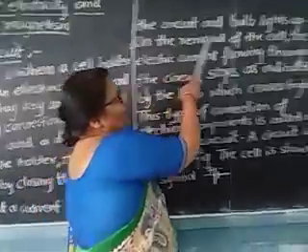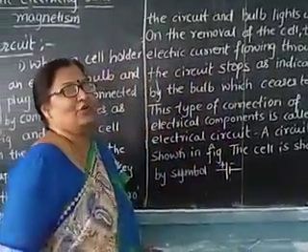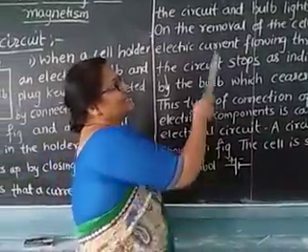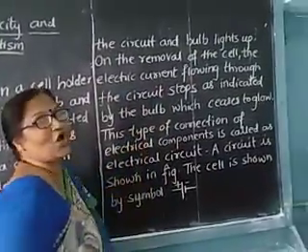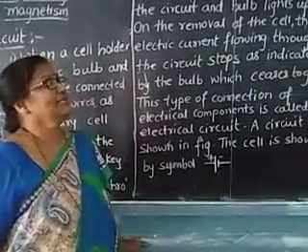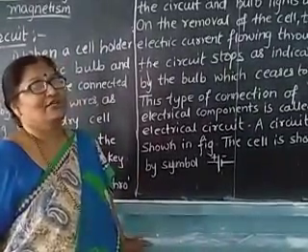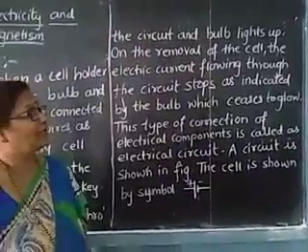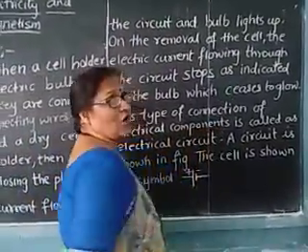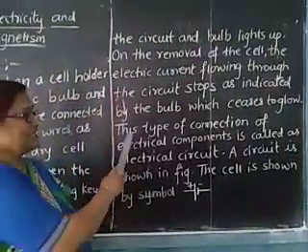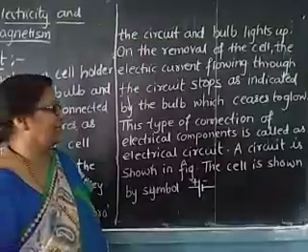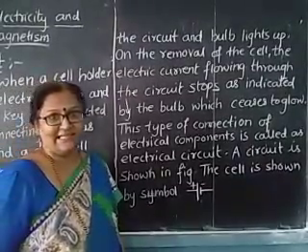On the removal of the cell, suppose you remove the cell, so what happens? The electric current flowing through the circuit stops. So whenever you remove the cell, you see that the current flowing through it will be stopped automatically and the bulb also stops to glow. This type of connection of electrical components is called an electrical circuit.